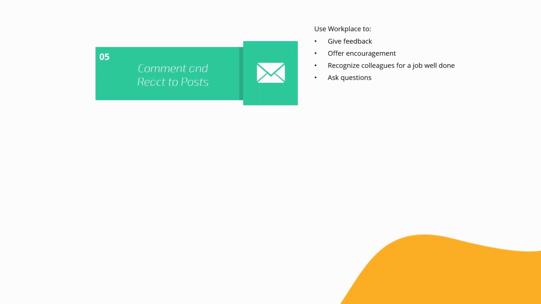Comment and react to posts. Comment and react to posts to let people in your organization know that you're listening and you're engaged. The great thing about Workplace is you can do all of this conveniently from your phone. Use Workplace to give feedback, offer encouragement, recognize colleagues for a job well done or ask questions.